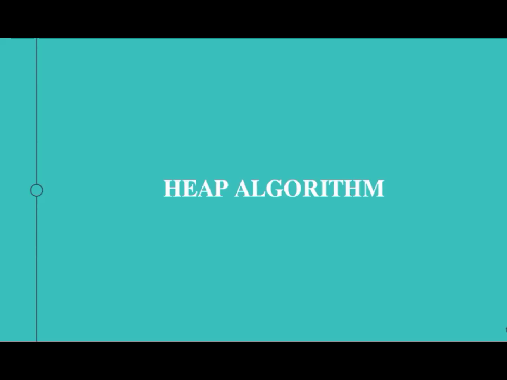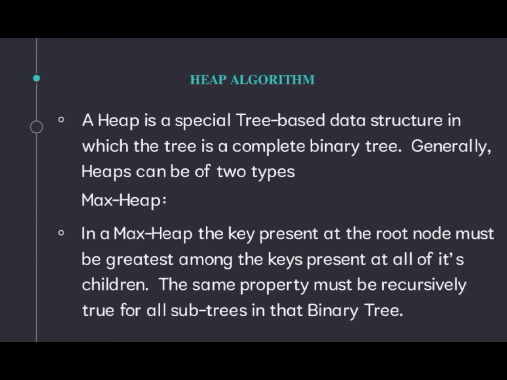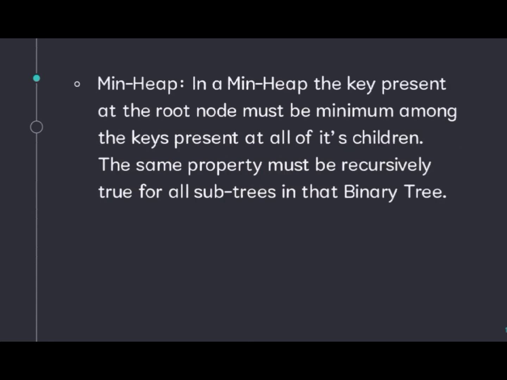Proceeding to heap algorithm. A heap algorithm is a special tree-based data structure in which the tree is a complete binary tree. Generally, heaps can be of two types, which are max heap and min heap. In max heap, the key present at the root node must be greatest among the keys present at all of its children. The same property must be recursively true for all subtrees in that binary tree. While in min heap, the key present at the root node must be minimum among the keys present at all of its children. The same property must be recursively true for all subtrees in that binary tree.